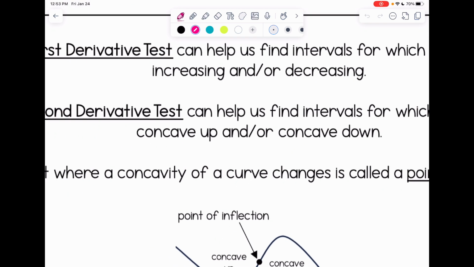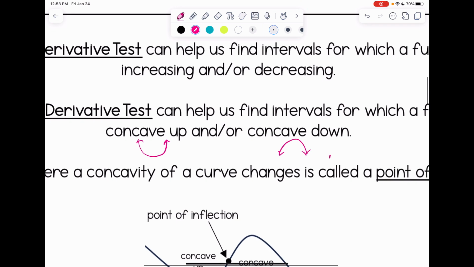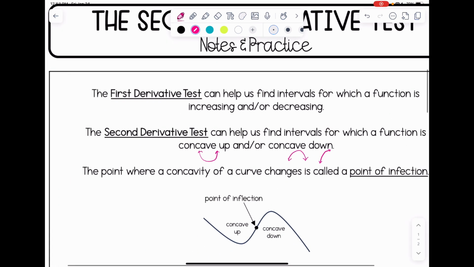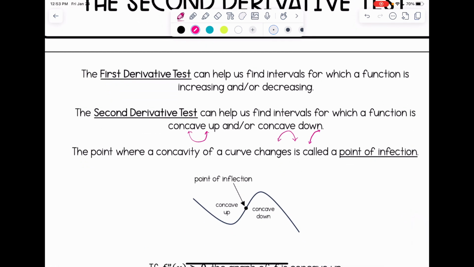A graph that is concave up looks like an upward facing U. Concave down would be a downward facing U. Or it could look like any component of that. It could just look like the left-hand side, for instance. The point where the concavity of a curve changes is called a point of inflection.